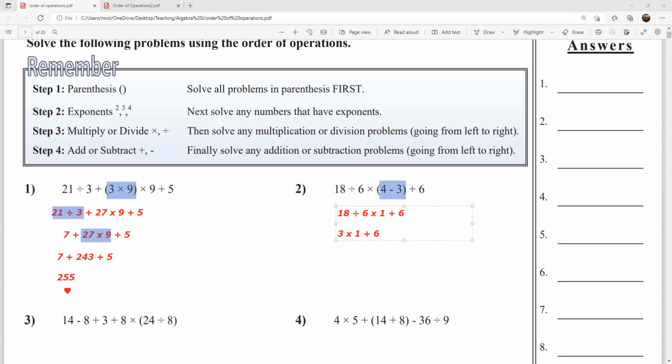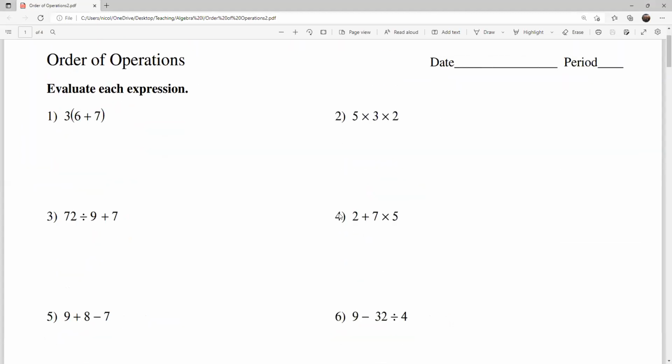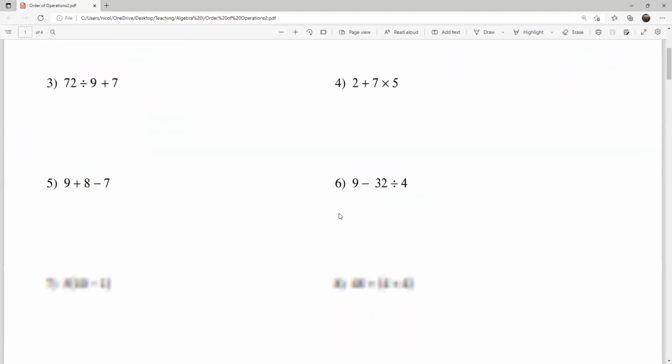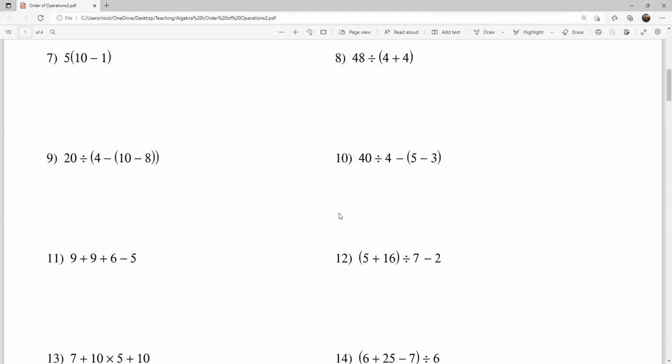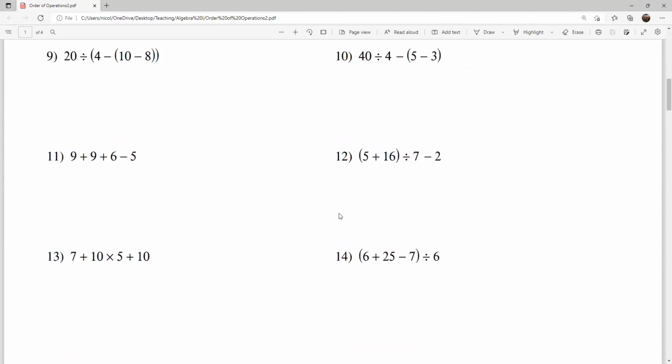Now we have 3 times 1, which is 3, and then 3 plus 6 is 9. So remember, you're just going in the order. If you go outside the order, it could lead to an incorrect answer. So take it step by step and go in the order until you get comfortable doing these, to where you know how to do them without having to do it one step at a time.